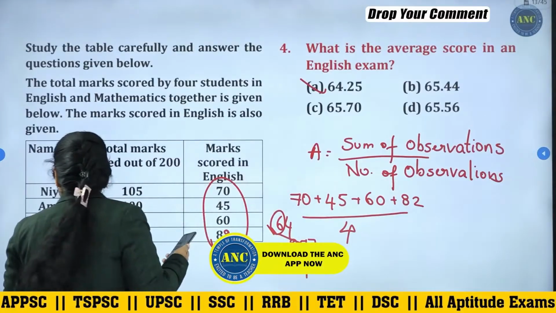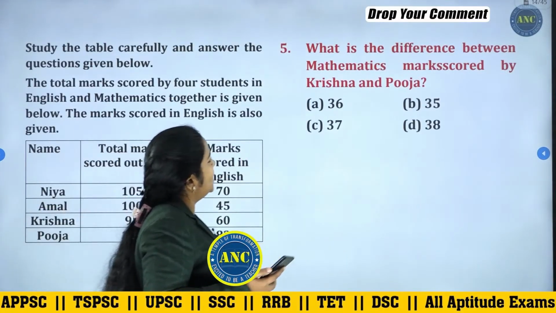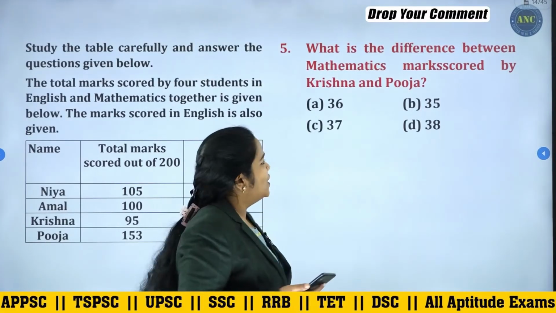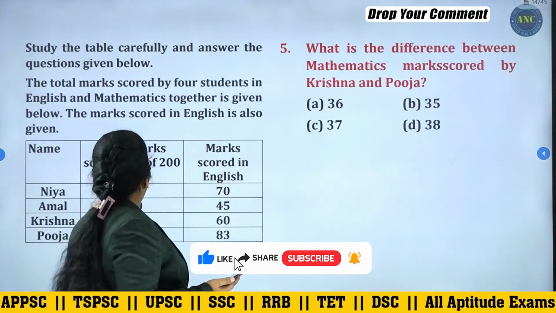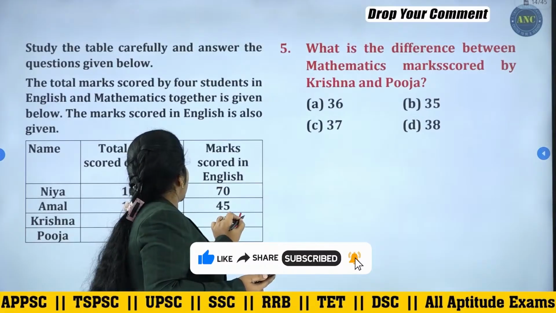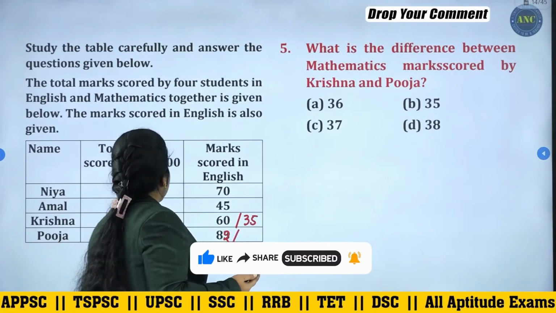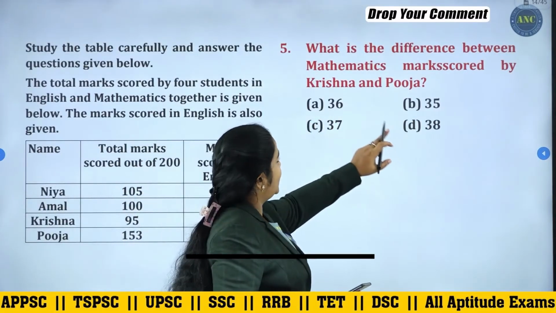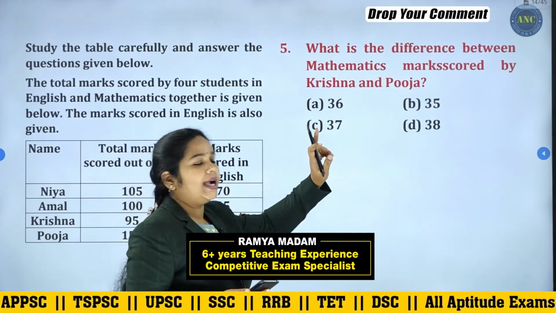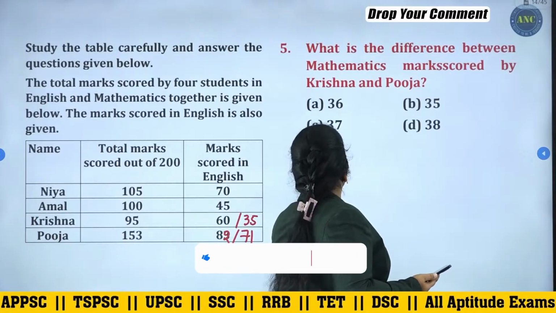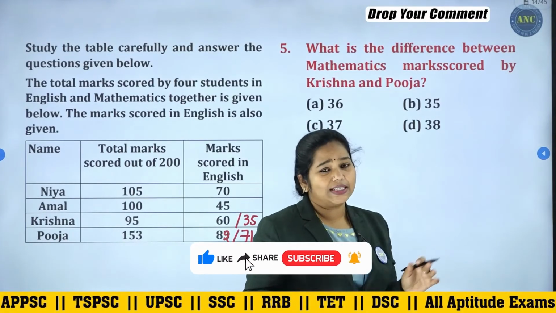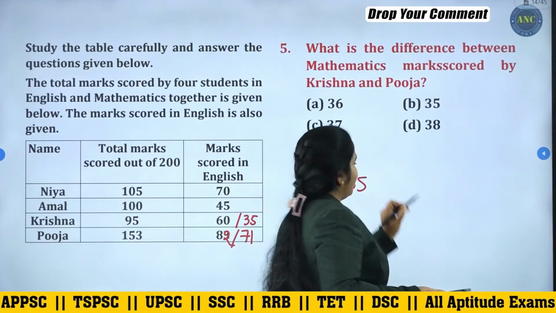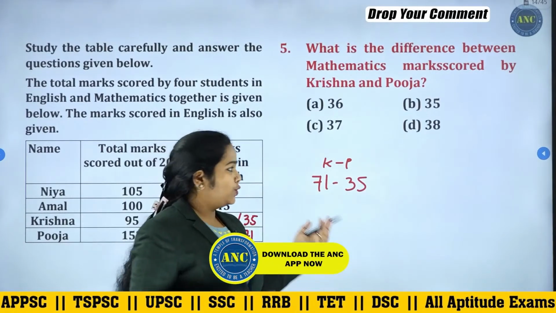Right, for the next question, the last one. What is the difference between mathematics marks scored by Krishna and Pooja? We already got the marks of Krishna, which is 35, and Pooja is 71. So what is the difference? Krishna minus Pooja or Pooja minus Krishna, we just need the difference. So it's 71 minus 35. Do the subtraction.